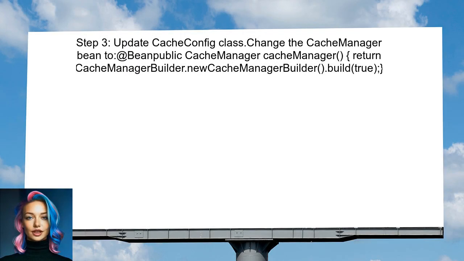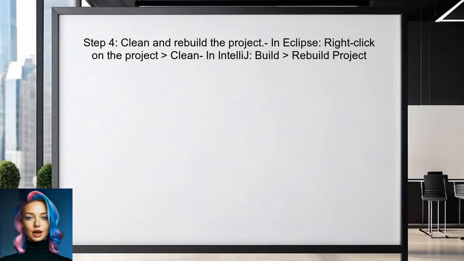Now, the user needs to update their cache config class. Instead of using CacheManager from the old package, they should use the new CacheManager from the updated library. Finally, the user should clean and rebuild their project to ensure that all changes are applied correctly. This can help eliminate any lingering issues.